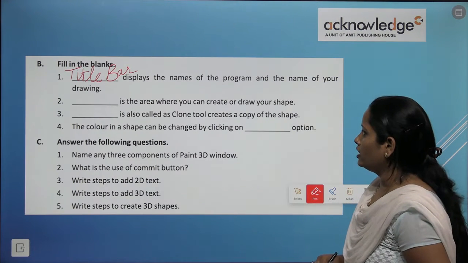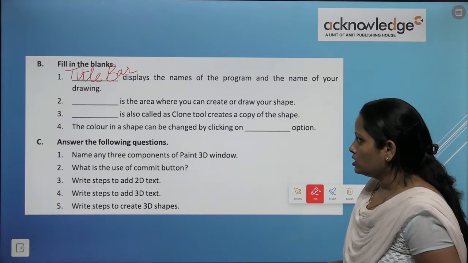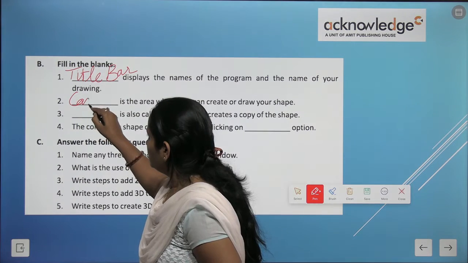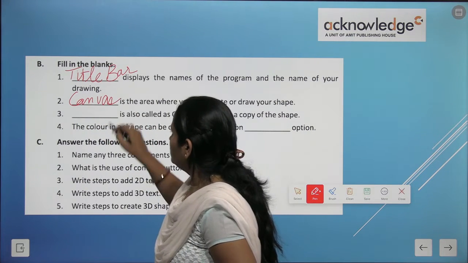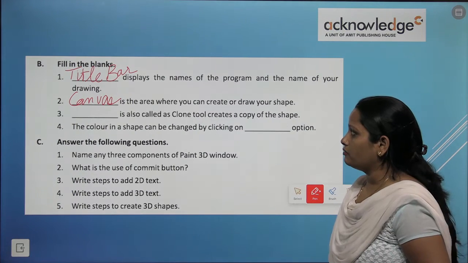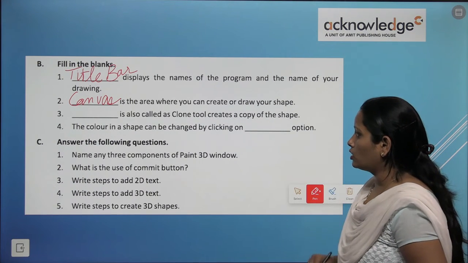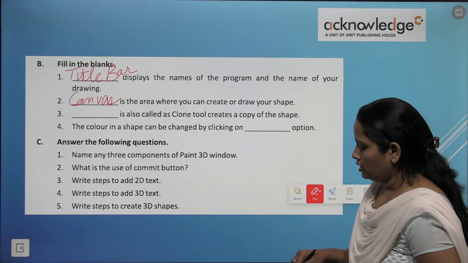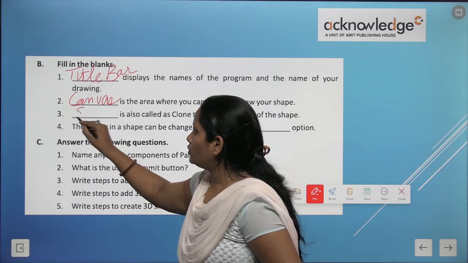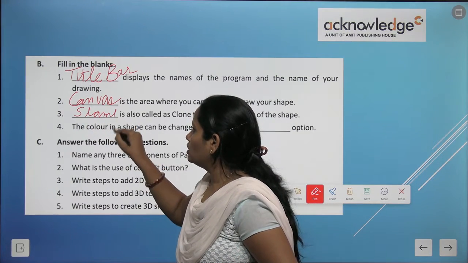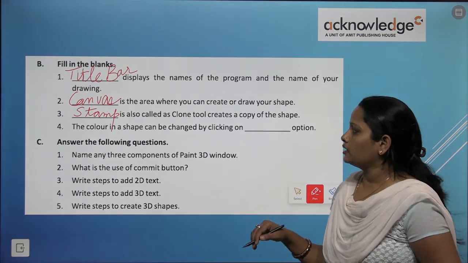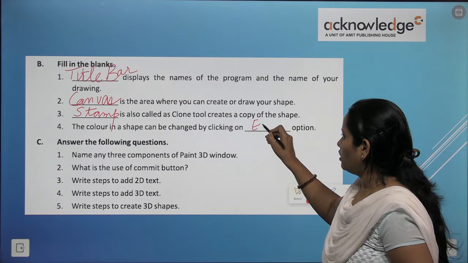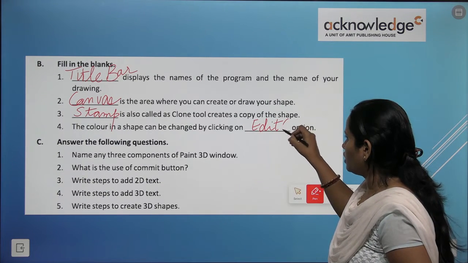Dash is the area where you can create or draw your shape. So we can create and drag our shapes in the canvas. Dash is also called the clone tool and it creates the copy of the shape. So stamp tool is also called as clone tool. The color in the shapes can be changed by clicking on the dash option. Yes, we have to click on edit option, edit color option.